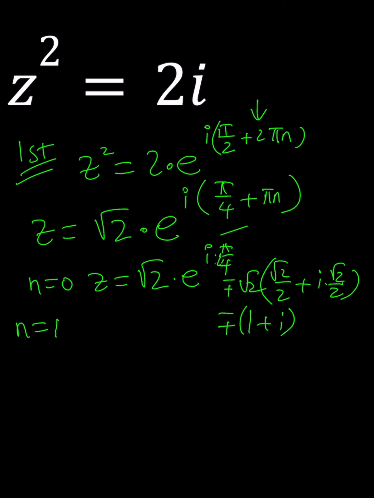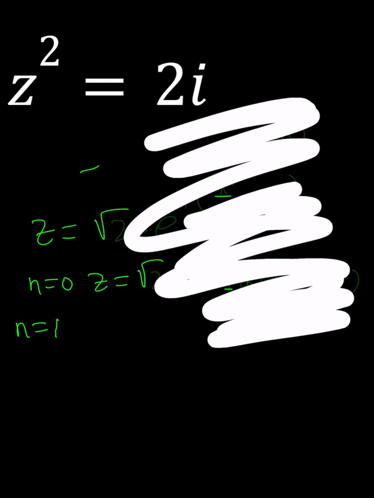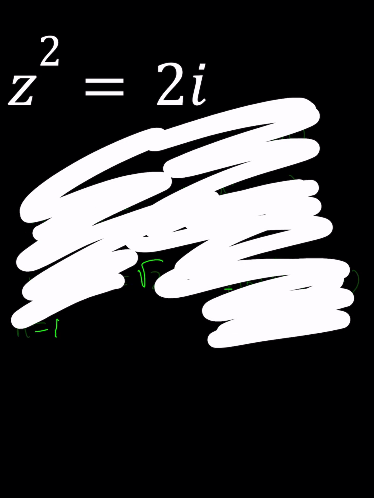Let's go ahead and clean the board first, and then we'll look at the second method, okay? For the second method, we're going to do something different. Let's go ahead and call or set z equal to a plus bi. Because z is a complex number, and the name of this channel is A plus BI, right?